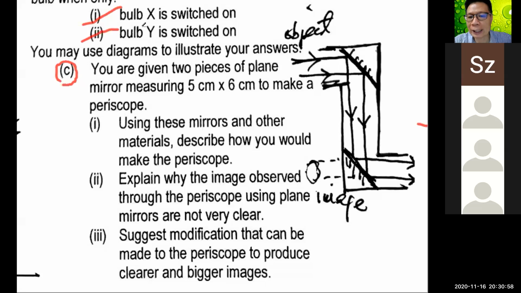On your diagram, you must label. Here you put object. Here you put image. Here you put eyes, the observer's eye. And then this one, you put cardboard tube. This is the tube made from cardboard. Then here, this one is a plain mirror. Here also another piece of plain mirror. Label your diagram, because when you label properly, it helps you a lot, much easier to explain.